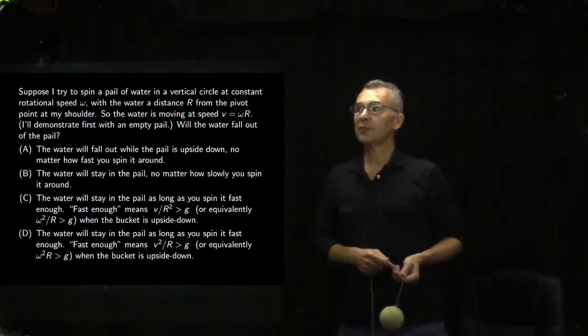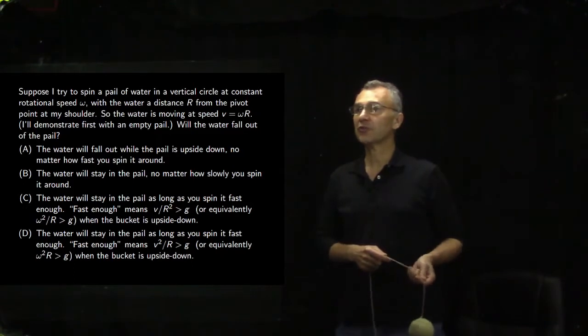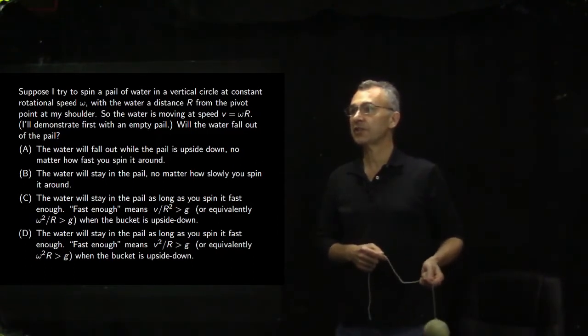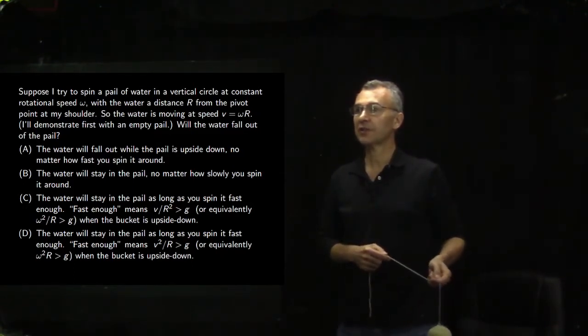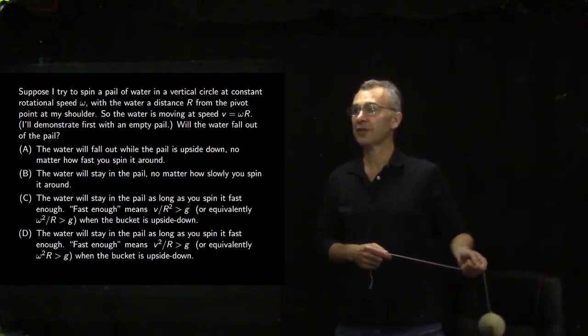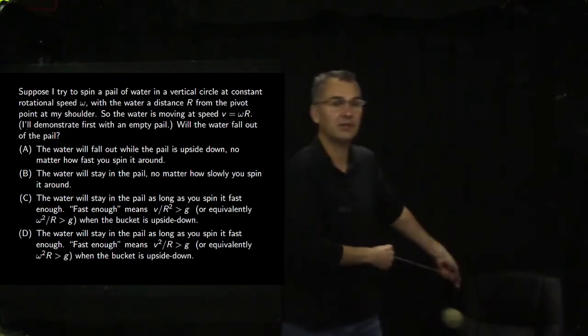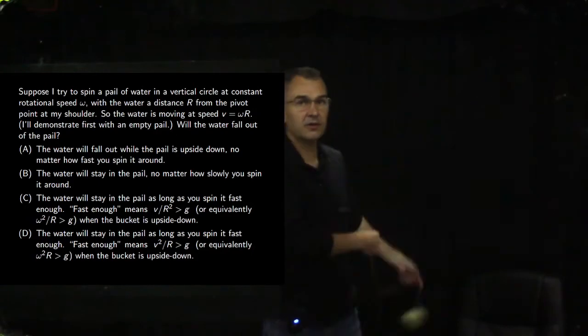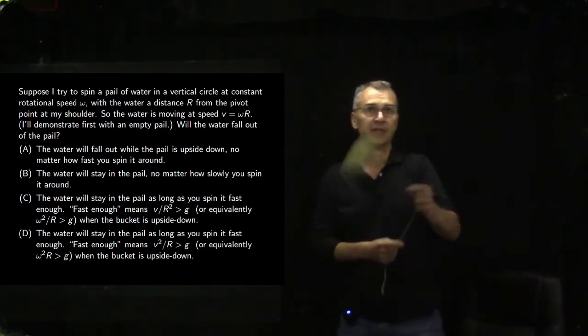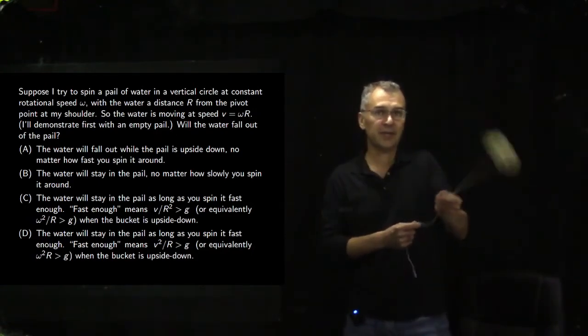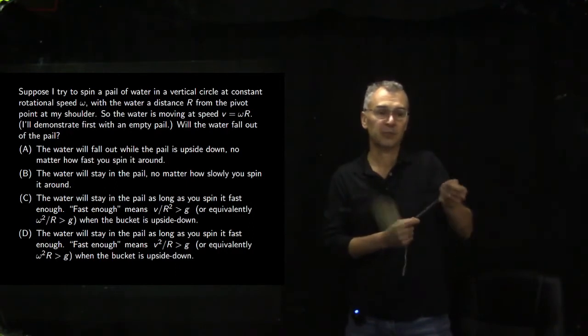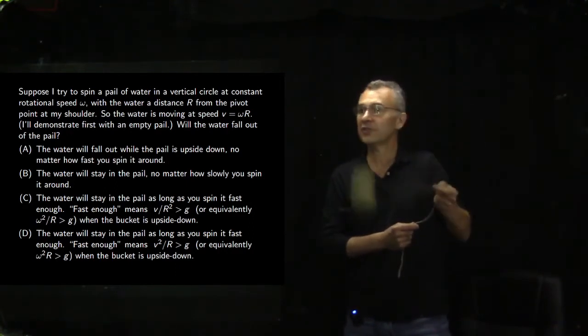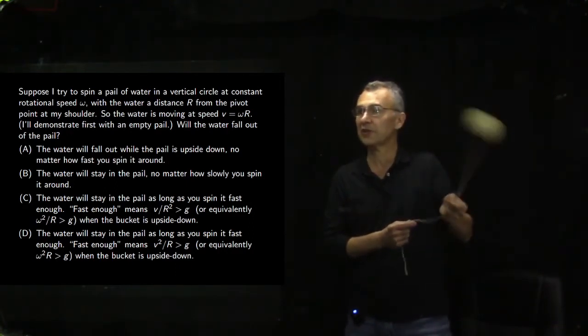Suppose I try to spin a pail of water in a vertical circle at constant rotational speed, with the water a distance r from the pivot point at my shoulder. So I guess that means I'm kind of spinning the water like this. Now imagine instead of a tennis ball, this is a pail of water. And the question is, will the water fall out of the pail?